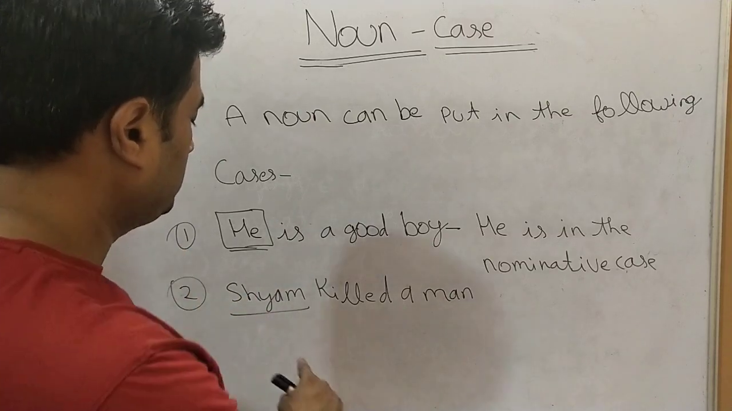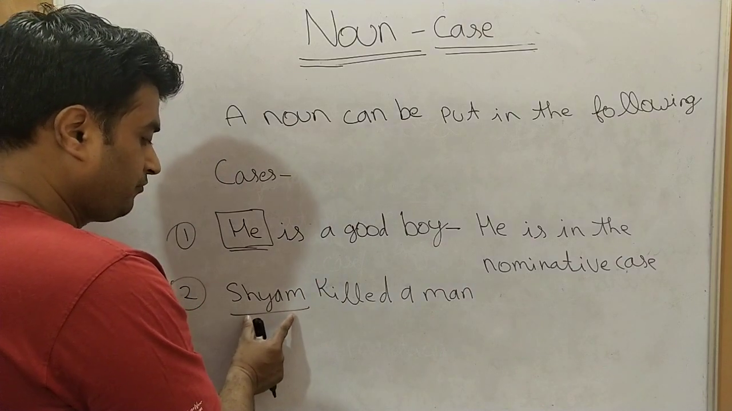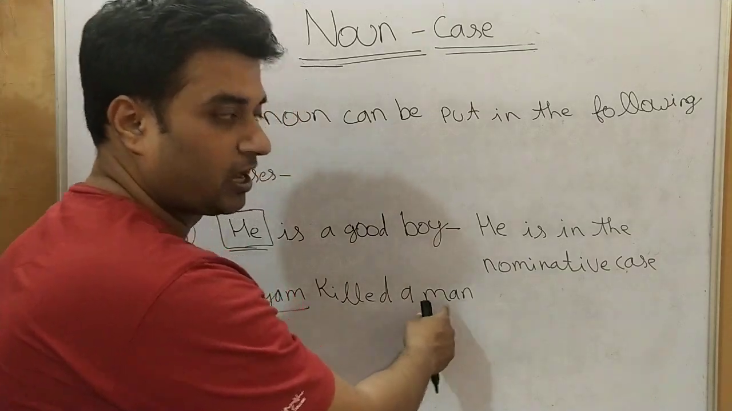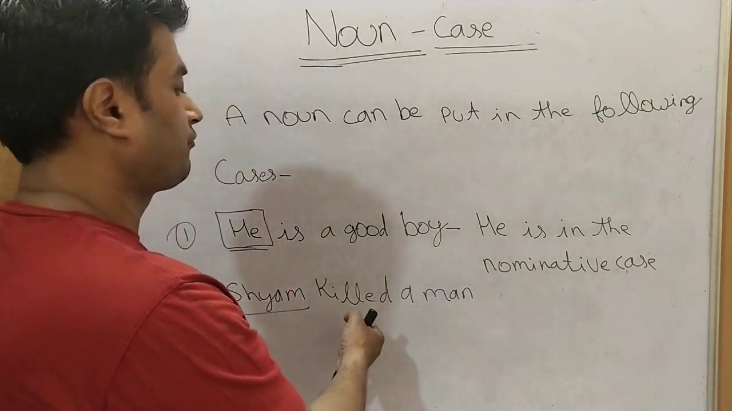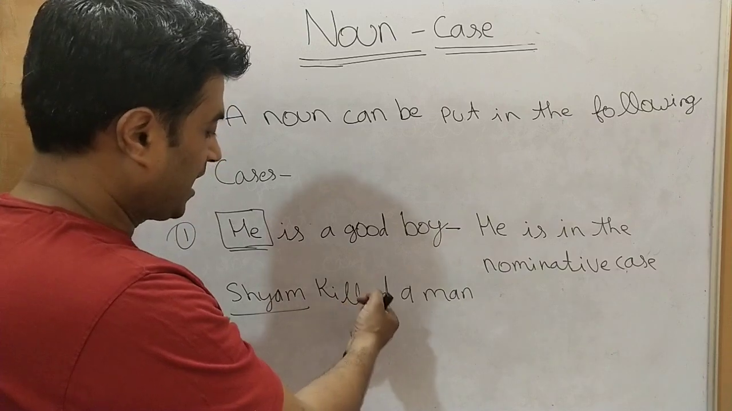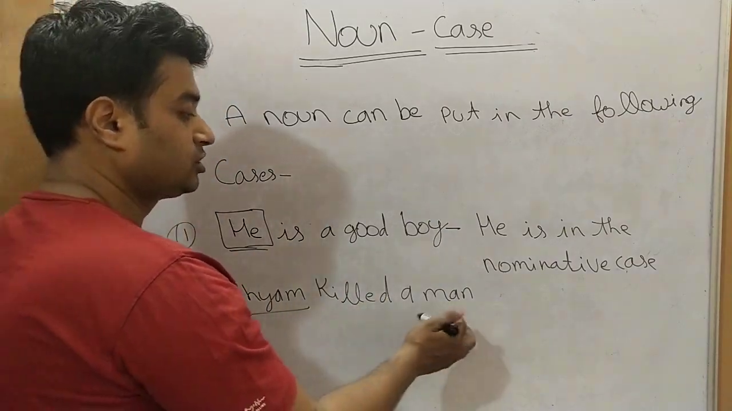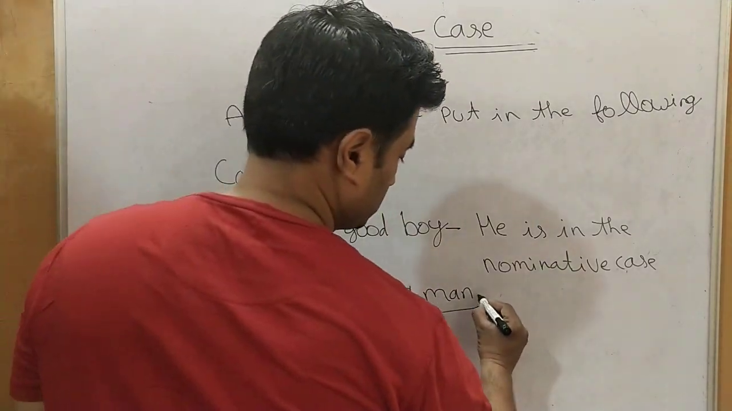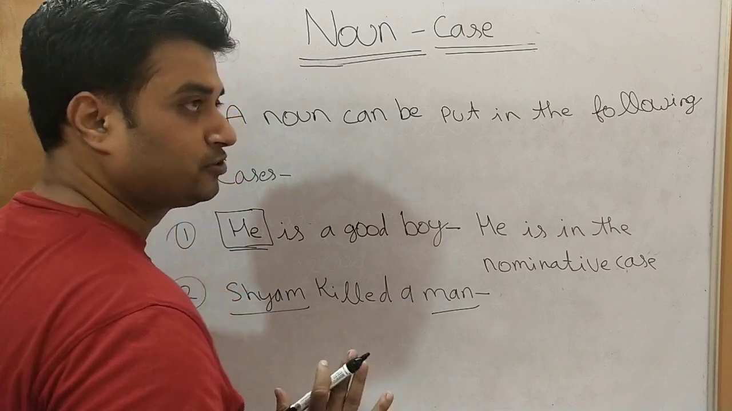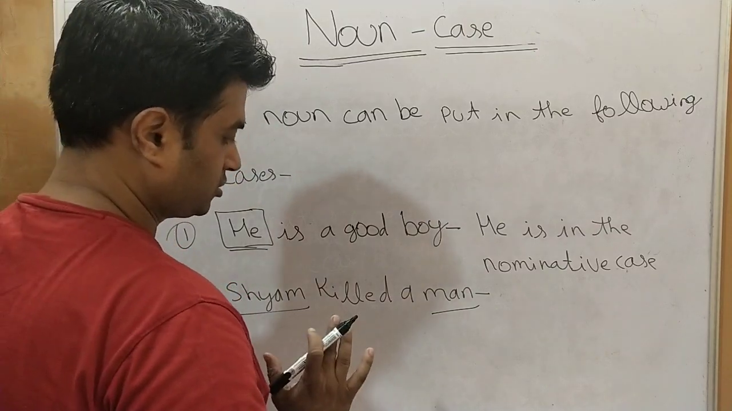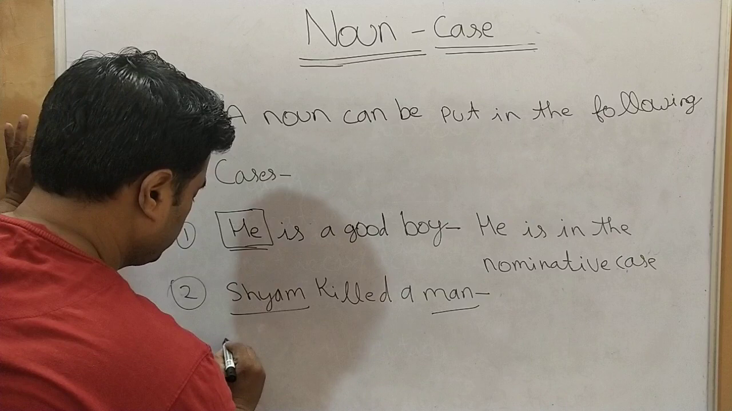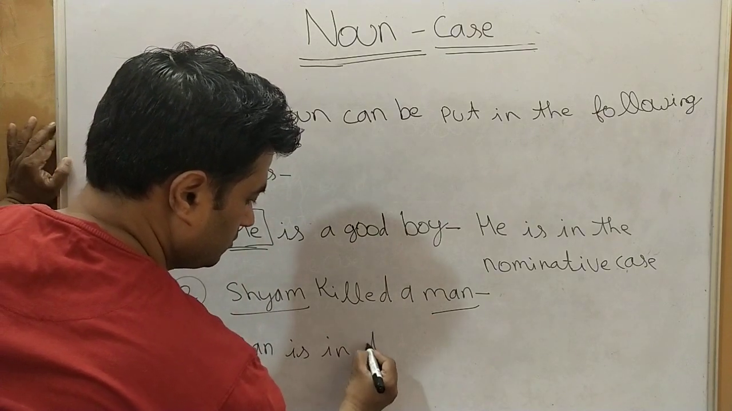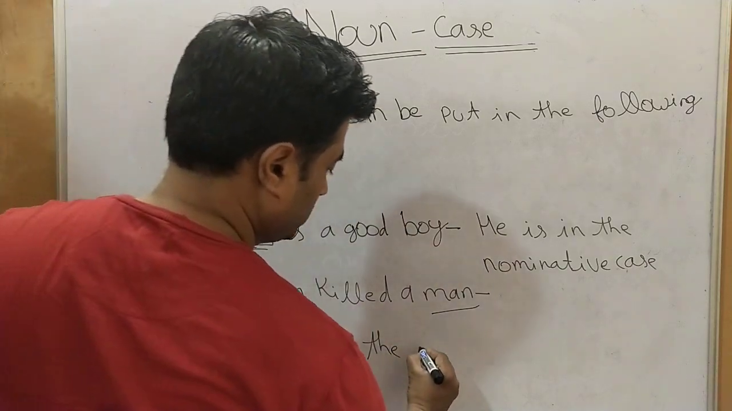Yahan pe jo bhi kisi bhi sentence mein jo bhi vyakti kaam karta hai usko subject rakhte hain, aur jis pe kaam ka prabhav hota hai, and the person or the thing which is affected by the action performed by the subject is called the object. Okay, so here man is in the objective case. Hum kya kahenge ki jo man hai wo kis mein hai? Objective case mein hai ya accusative case mein hai. To hum likh sakte hain ki man is in the objective case.